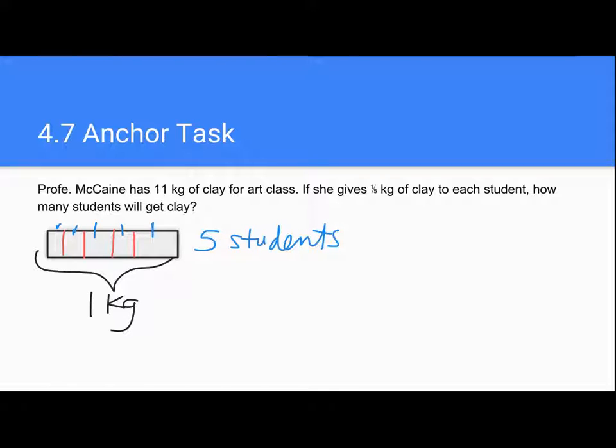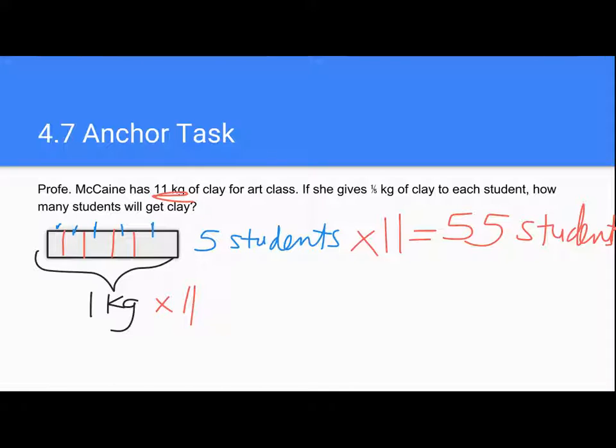But we know that Prof. McCain has 11 kilograms. So what we would want to do is not just have one bar that represents 1 kilogram, we would want to have 11 bars, which means instead of just having 5 students, we would multiply it times 11 and find out that 55 students would get clay.